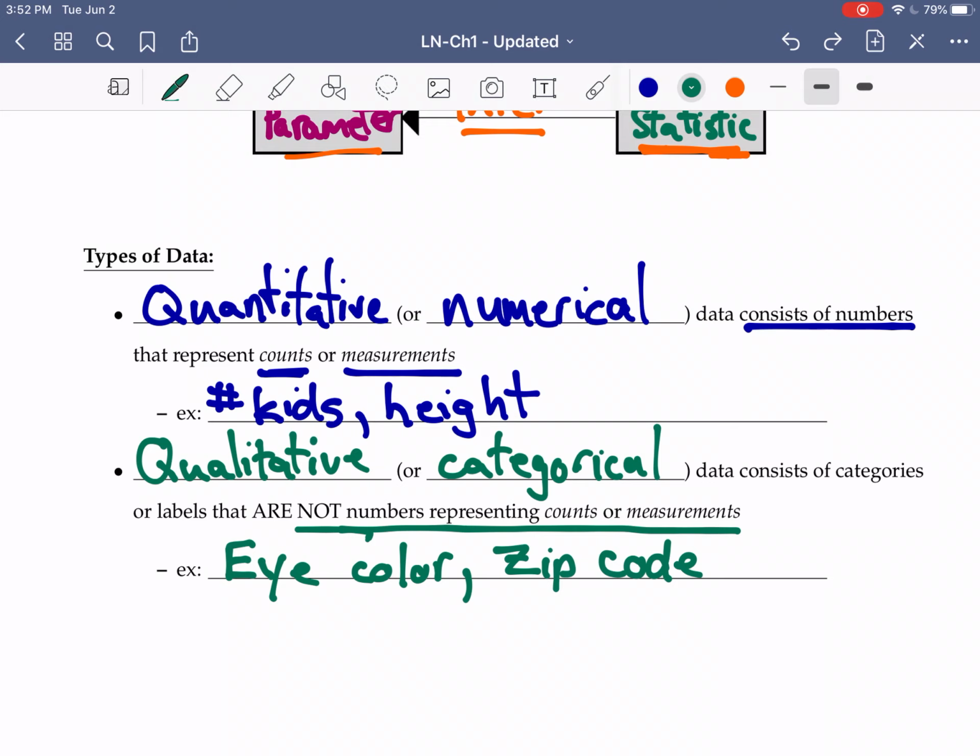In the next video, we'll take a look at quantitative data a little bit more and look at two specific types of quantitative data. All right, we'll talk to you next time.